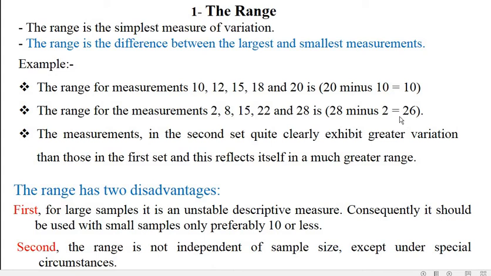Here we have to compare between these two sets of measurements. Which one is more varied? The variation of the second set of data, 2, 8, 15, 22, and 28, is greater than that of the first, which reflects on its range. Here the range is higher than the range of the first set. But using the range for measuring variation has two disadvantages.